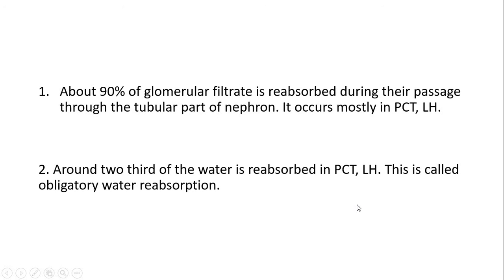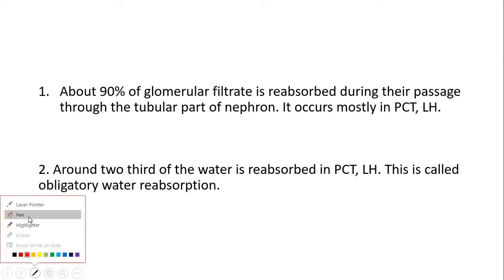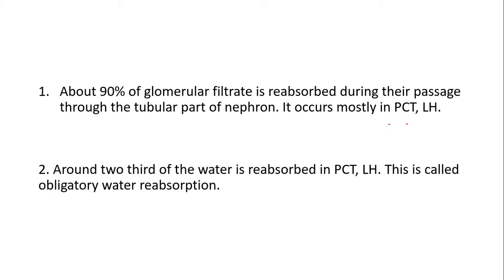About 90% of the glomerular filtrate is reabsorbed during its passage through the tubular part of the nephron. It occurs mostly in the PCT and loop of Henle. 90% of reabsorption occurs particularly in the PCT, that is the proximal convoluted tubule, and the LH, that is the loop of Henle, or you can say Henle's loop.